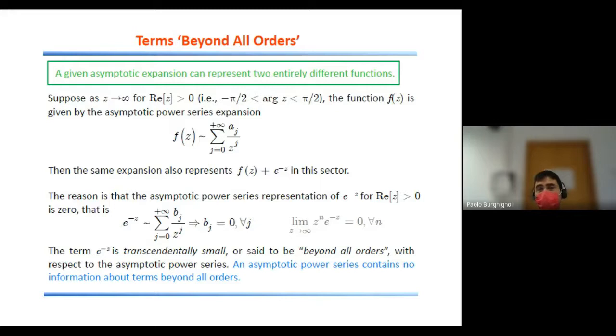If you have an asymptotic expansion, or better, if you have an asymptotic series, that can be the asymptotic expansion of two entirely different functions. So it's not unique, the function.